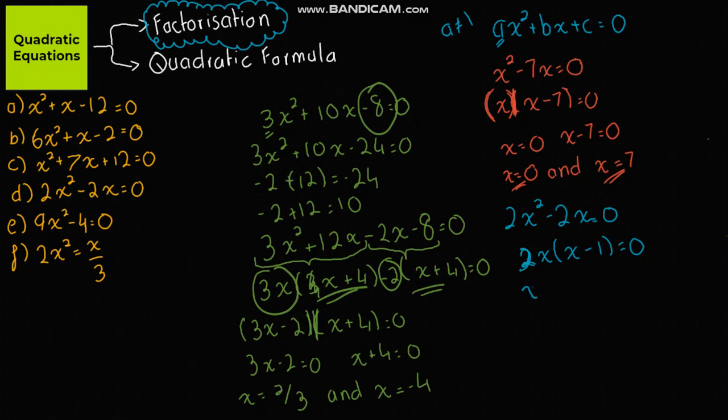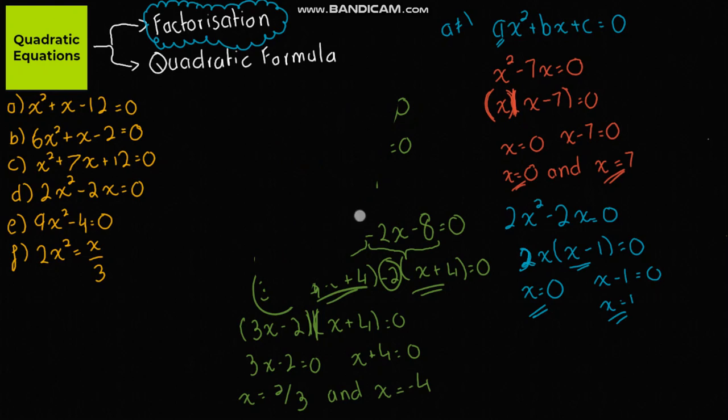So therefore, we know one of the answers is x is equal to 0, and another one would be x minus 1 is equal to 0 in this one. So therefore x is equal to 1. Let's do, which one should we do? Let's do f. Okay, so I'll erase this one over here, this revision or recap.